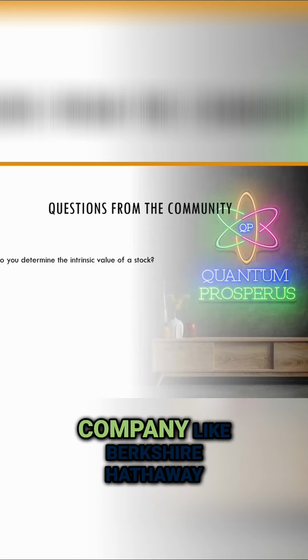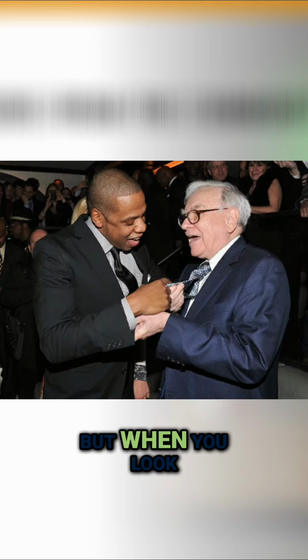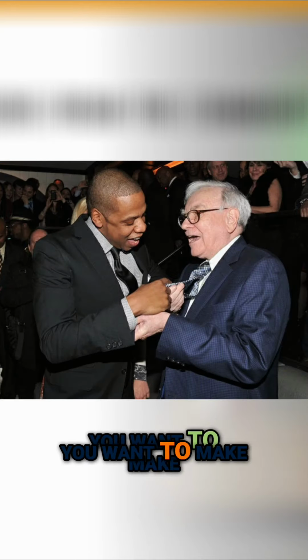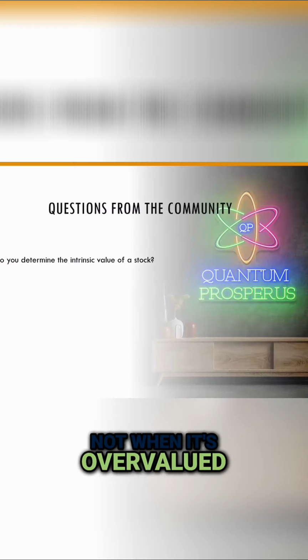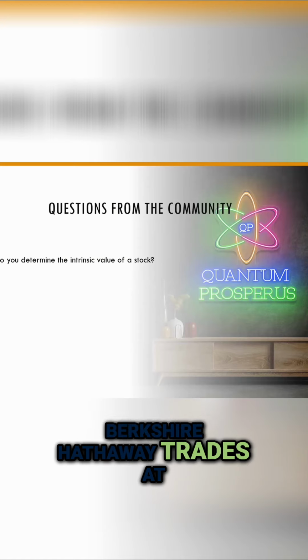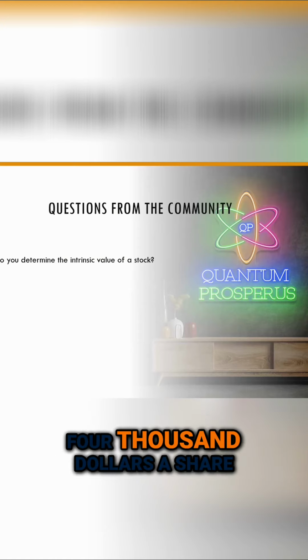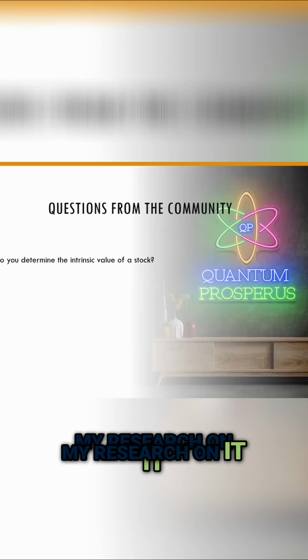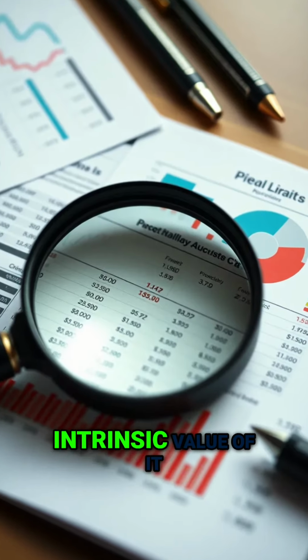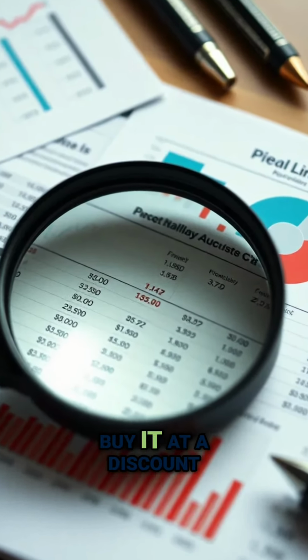Now, if you get a company like Berkshire Hathaway, when you look at a company like that, you want to make sure that you buy it at a discount, not when it's overvalued. Berkshire Hathaway trades at $654,000 a share. So I don't want to buy it when it's at its high. I want to do my research on it. I want to make sure I understand the intrinsic value of it so that I can buy it at a discount.